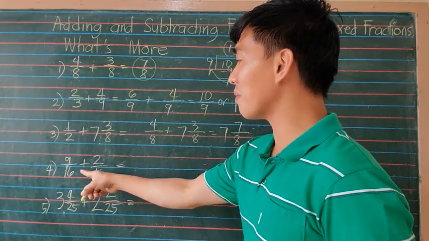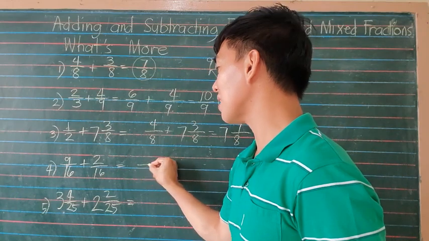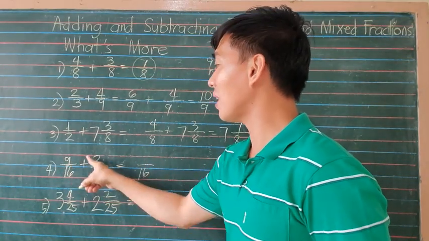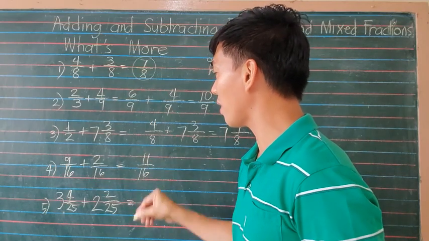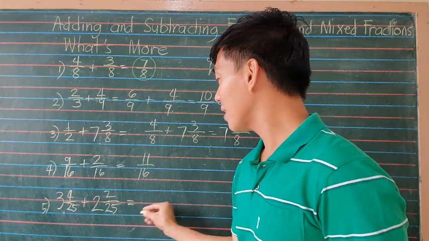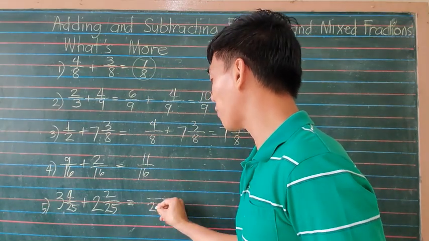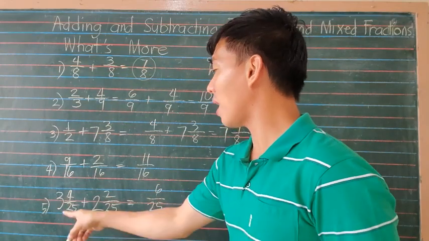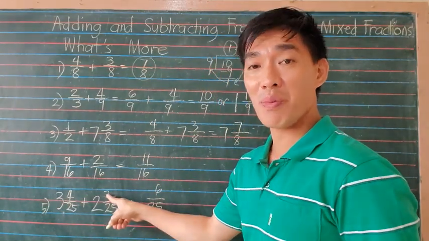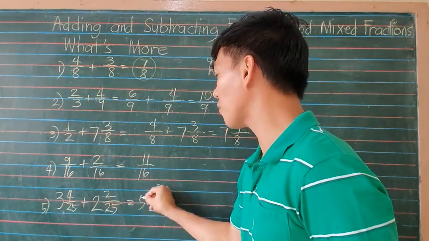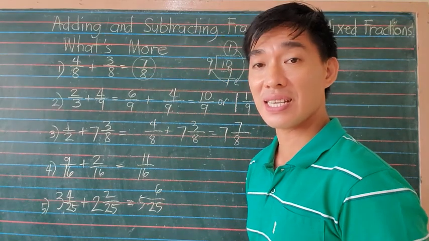Let's proceed to item number 4. That's just very easy because they have the same denominator, so just copy, then add the numerator, so that is equal to 11. This is already in the simplest form. And finally, they have the same denominators 25, then add the whole numbers, which is 6. Add the numerator 4 plus 2, which is 6, then add also the whole numbers 3 plus 2, that is equal to 5. So this is also in the simplest form.